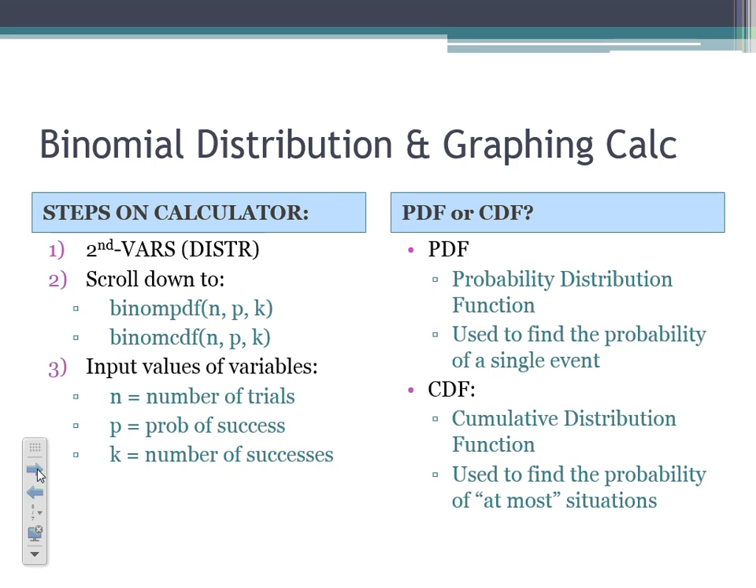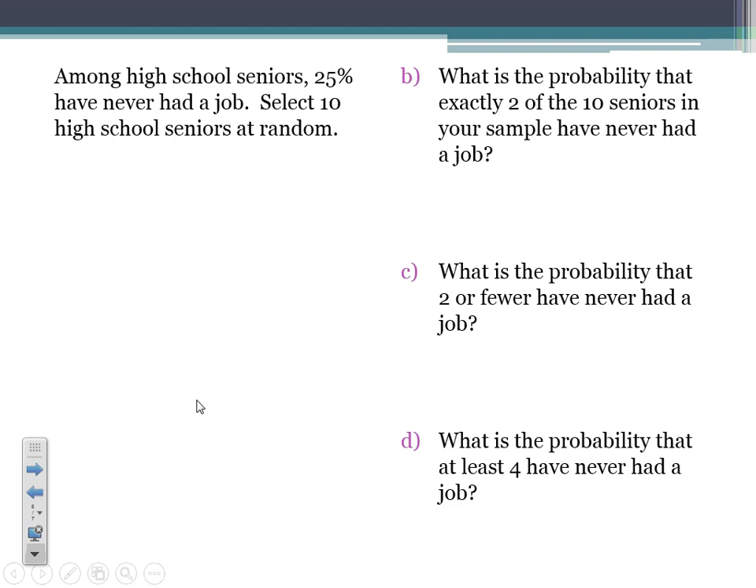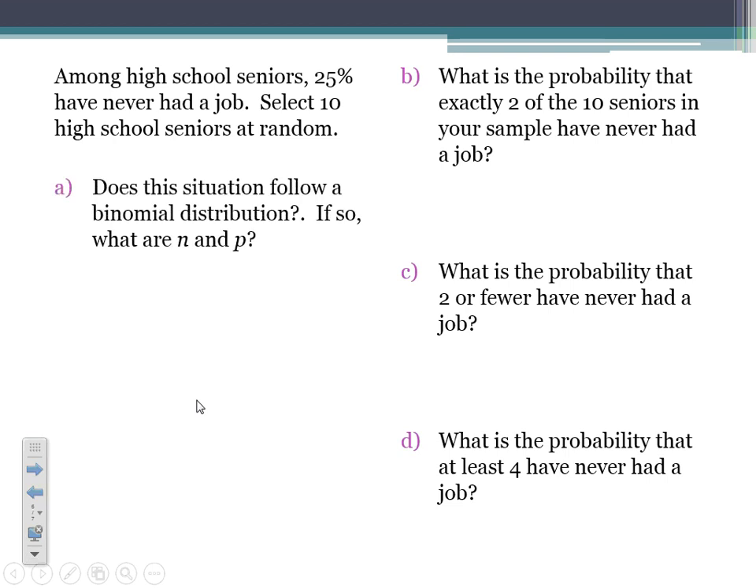All right, so let's jump right into it. Let's say among high school seniors, 25% have never had a job. And we want to select 10 high school seniors at random. So the first question we have to ask is, does this situation follow a binomial distribution? And if so, what are N and P? Again, think of our 3 characteristics. Well, if we look here, we have 2 outcomes: they've either had a job or they haven't. So yes, 2 outcomes, check. Do we have a fixed number of trials? Well, yes, we do.